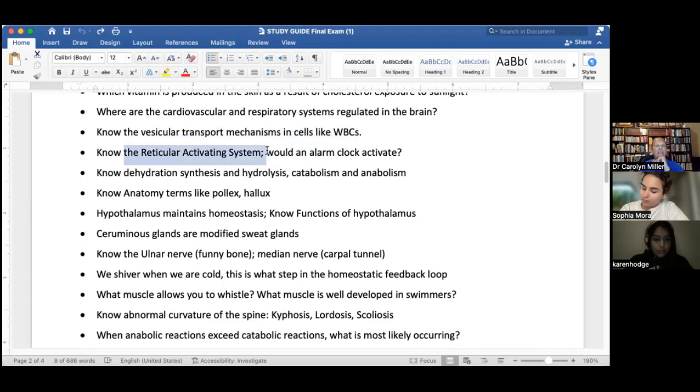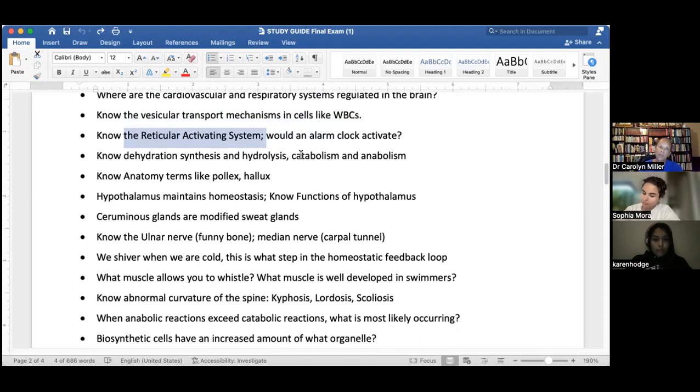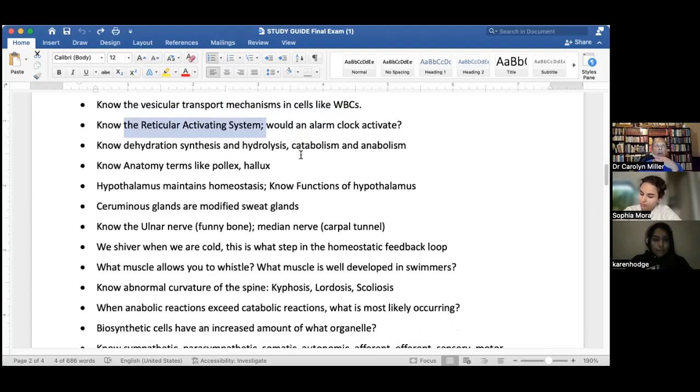The reticular activating system, would an alarm clock activate it? Yes, that's why we set alarm clocks to wake up, to come to class, to go to work. However, we did say that we don't wake up when we smell smoke because there is no input into the reticular activating system from the olfactory system. The reticular activating system activates us, keeps us awake, alert, maintaining posture, engaged. And yes, an alarm clock would activate the RAS.